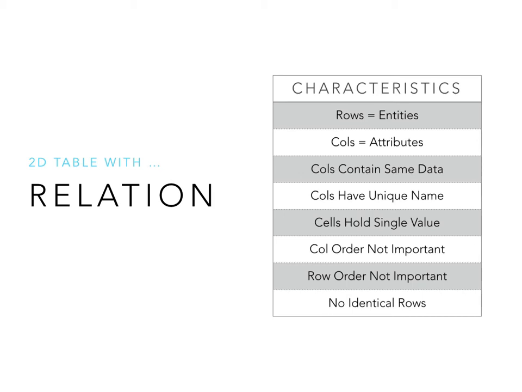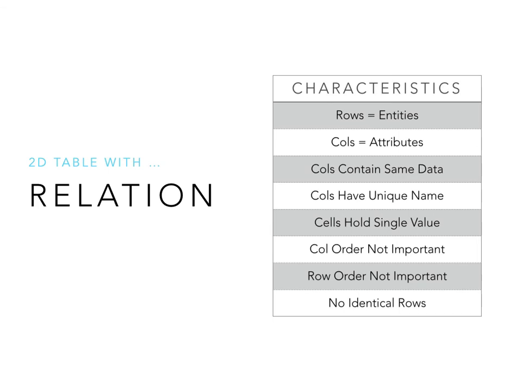Thirdly, all the entries in a column are about the same kind of thing. They contain the same data, right? So there's all phone number data, it's all name data, in one column. The columns need to have a unique name. So there's a unique, non-duplicated name for each column.